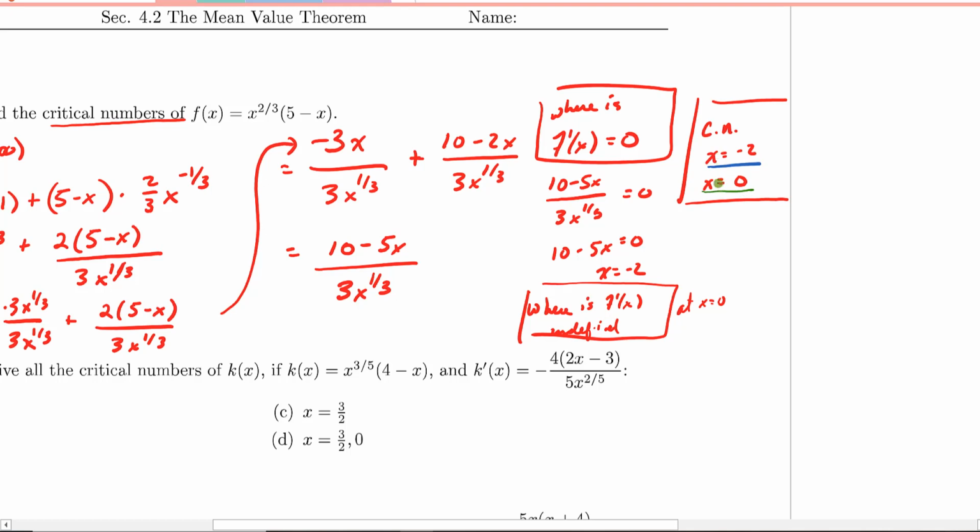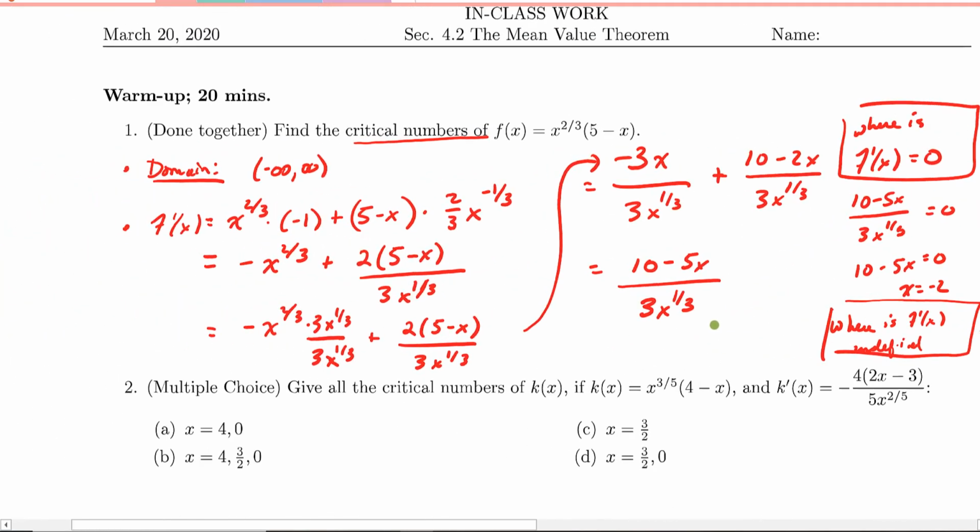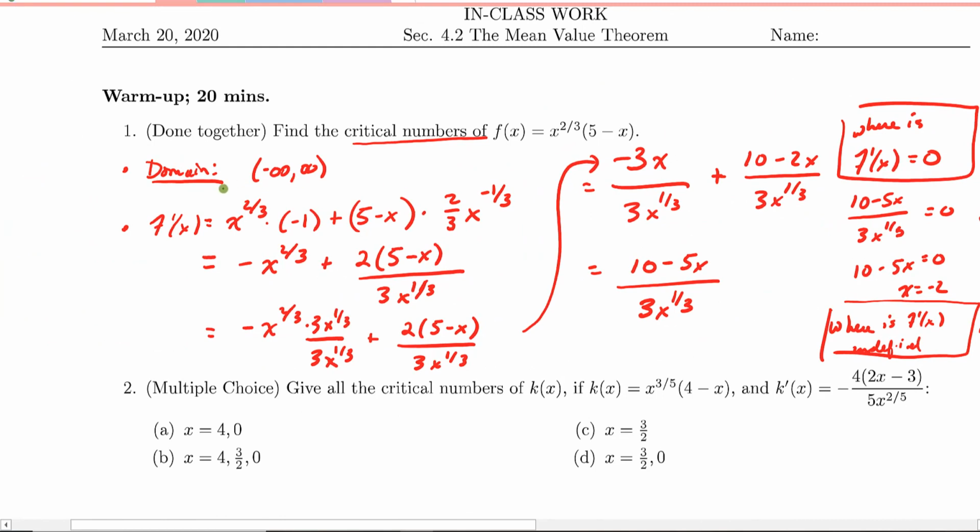Finally, the last thing to emphasize is notice that both of these numbers, negative 2 and 0, were within the domain of f. If they were either outside the domain or on the boundary of the domain, then we would not count them as critical numbers.